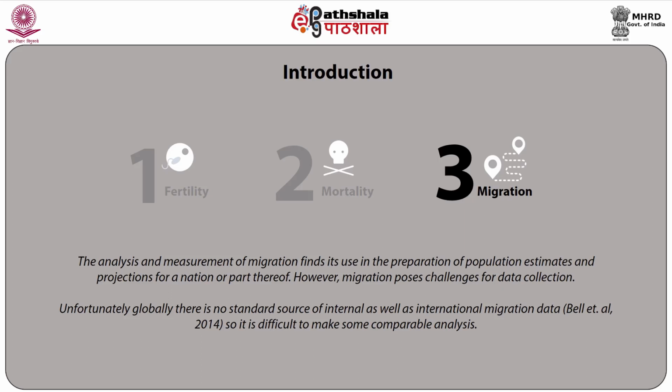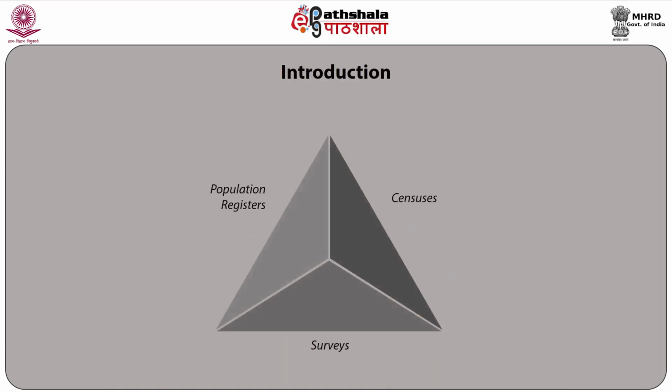Unfortunately, globally there is no standard source of internal as well as international migration data. So, it is difficult to make comparable analysis. Still, census is the largest source of information on internal migration. Migration data can be obtained mainly from three sources. First, census, second, sample surveys, and third, population registers. The learning objective of this lecture will be understood under these data sources.